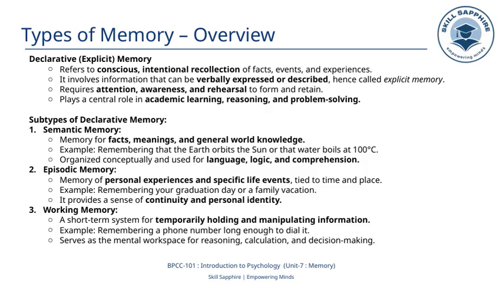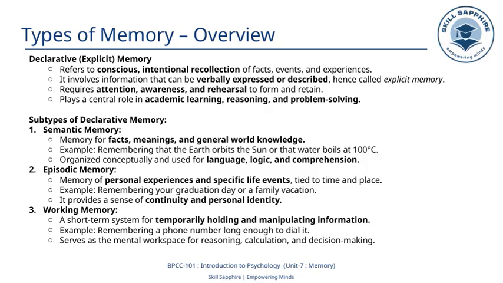Now, within declarative memory, we have some important subtypes. The first is semantic memory, which is our memory for facts and general knowledge about the world. For example, knowing that the Earth orbits the Sun or that water boils at 100 degrees Celsius. All of these are facts stored in our semantic memory. Semantic memory is organized conceptually, meaning it helps us understand language, logic, and comprehension. It's the foundation of much of our educational and everyday knowledge.